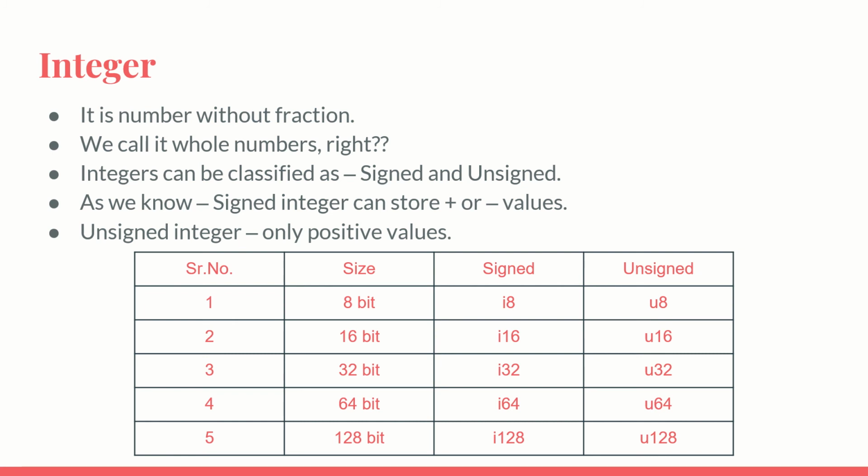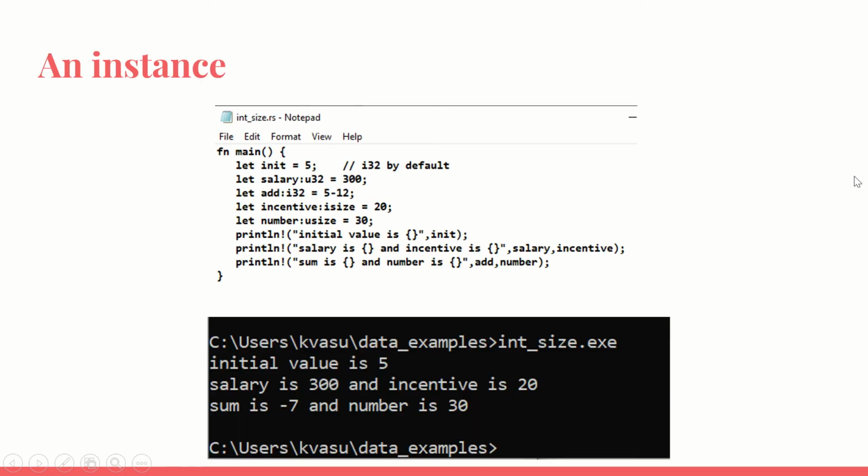Unsigned will only have positive values. We can see here very clearly the size is 8-bit and it is I8 representation. Unsigned, you need to use it as U8. For 16-bit representation, signed is I16 and unsigned is U16. For 32-bit, it is I32 and U32 appropriately for unsigned. For 64-bit, similarly I64 and U64. For 128-bit, I128 and U128. All these are simple and easy for you to understand.